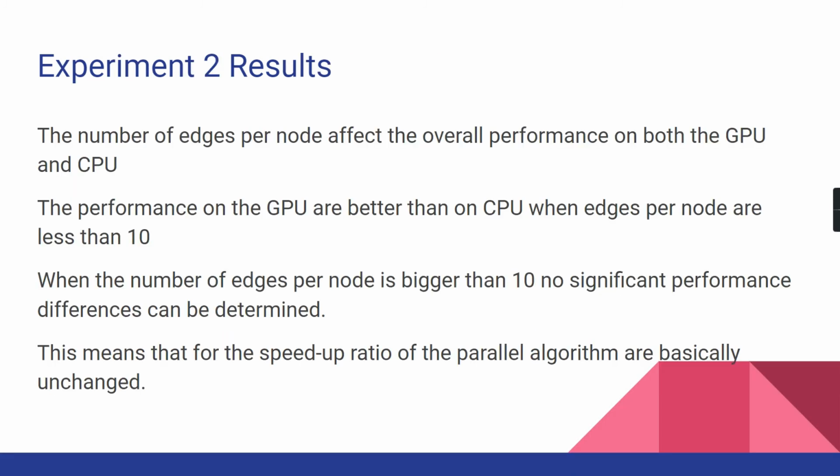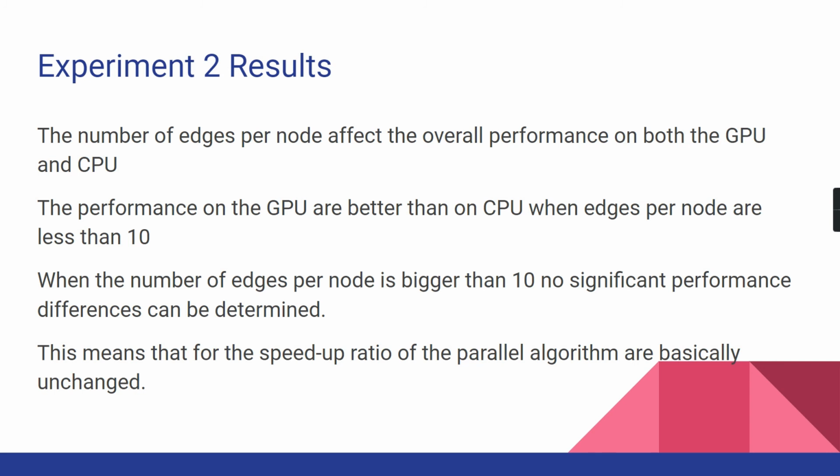So finally, the experiment 2 results, as mentioned before, are that the number of edges per node affects the overall performance on both the GPU and the CPU. I mean, that was pretty much expected. The performance on the GPU is better than that on the CPU when the edges per node are less than 10.